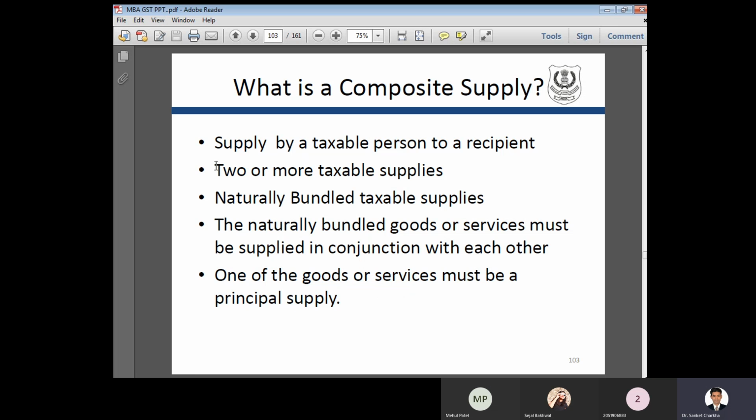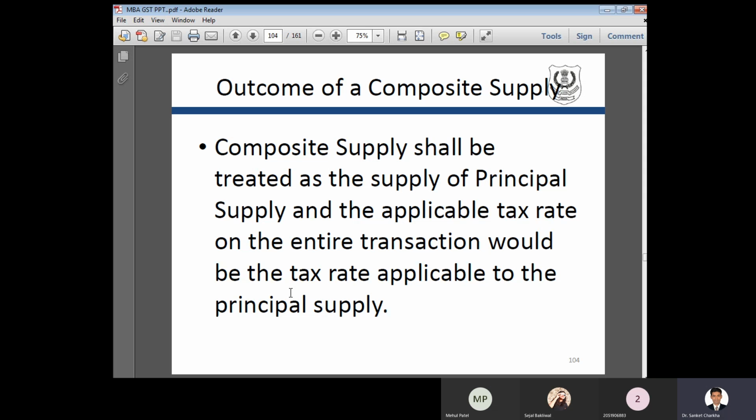If the goods and services are of a nature of two or more, then out of these two or more, one must be a principal and one must be an alternative or supplementary supply. So in this way, you have to identify which type of supply it is and how you can call it a composite supply. The outcome of a composite supply shall be treated as the supply of the principal supply, and the applicable tax rate on the entire transaction would be the tax rate applicable to the principal supply. So how will the taxability be?